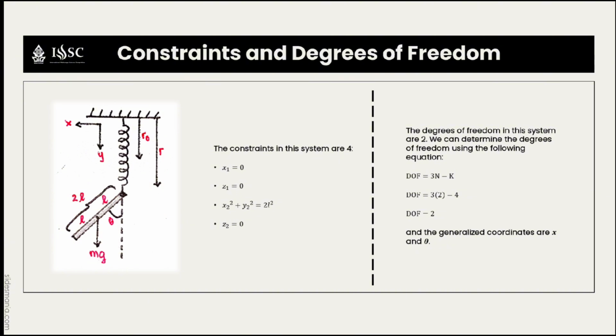The degrees of freedom in this system are 2. We can determine the degrees of freedom using the following equation. DOF equals 3N minus k. DOF equals 3 times 2 minus 4. DOF equals 2. And the generalized coordinates are x and theta.